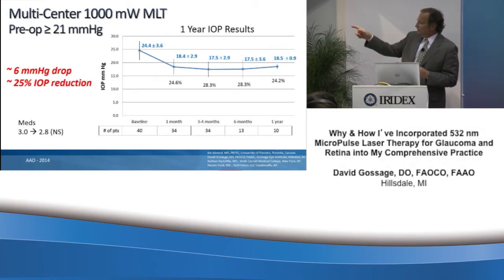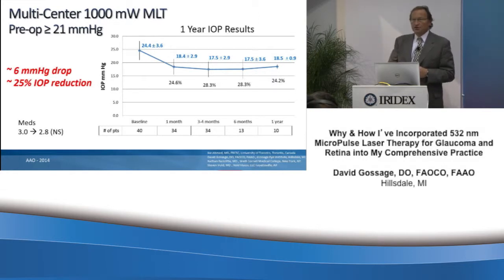And more importantly, these patients were already on medications. The average medication was 3 medications before they even had treatment, and we were able to actually reduce some of the people on some of those medications down to 2.8, but a nice dose response curve over time.